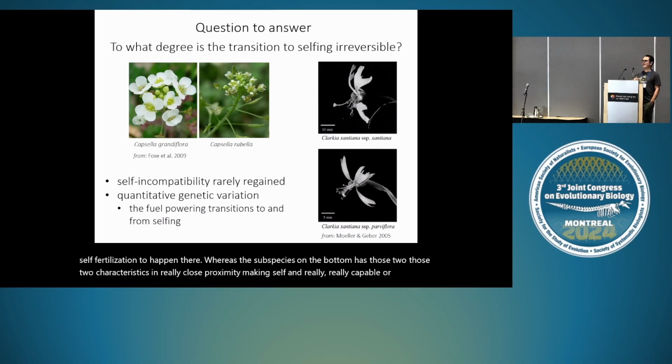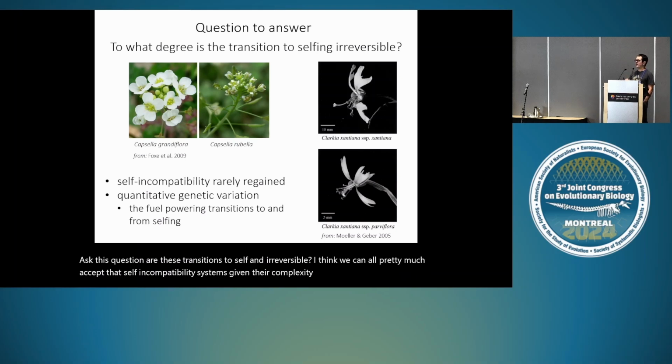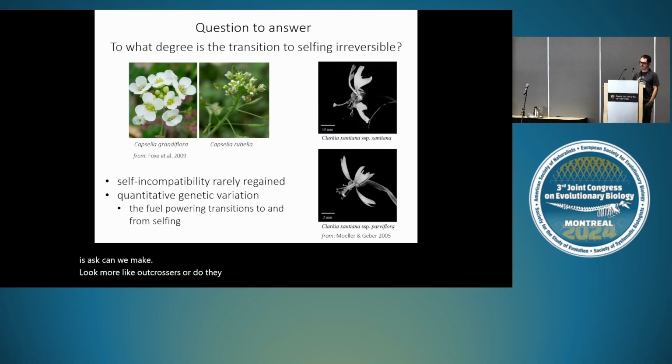And so I think when we ask this question, are these transitions to selfing irreversible, I think we can all pretty much accept that self-incompatibility systems, given their complexity, are rarely regained. But in all cases, for both of these pairs, what we have is adaptations for self-fertilization that are probably of a quantitative genetic basis. I mean, this is the stuff of mating system evolution, and so it's going to fuel transitions to selfing and back. And so essentially what we want to do is ask, can we make selfers look more like outcrossers, or do they lack the genetic capacity?